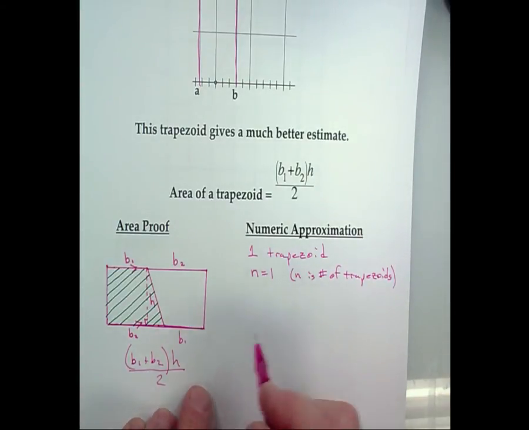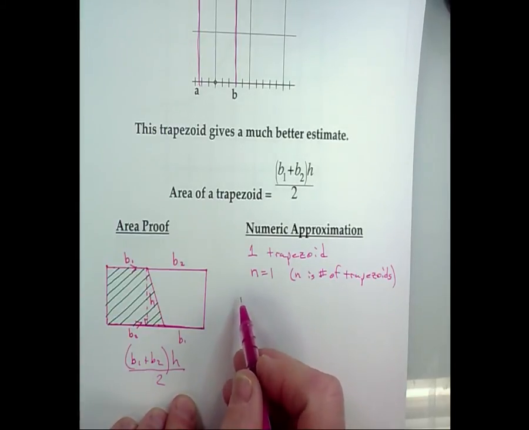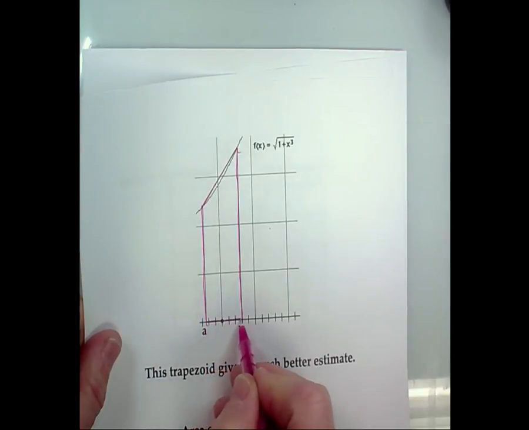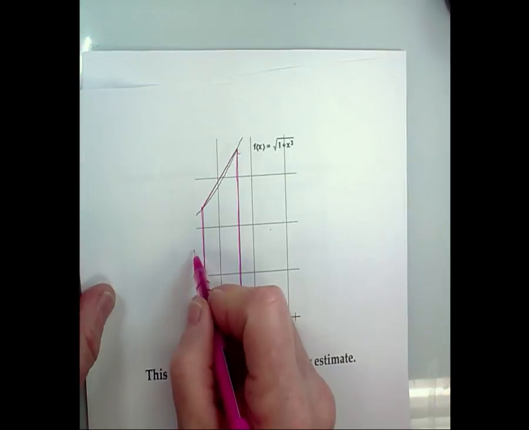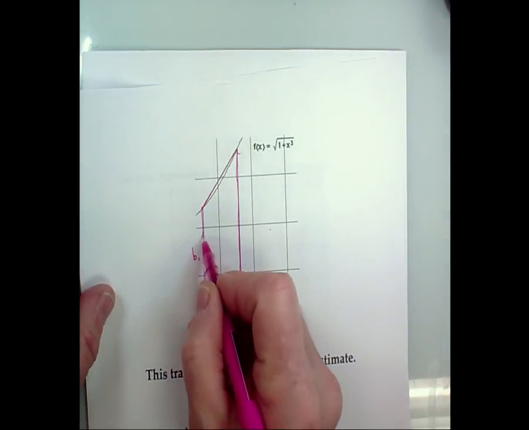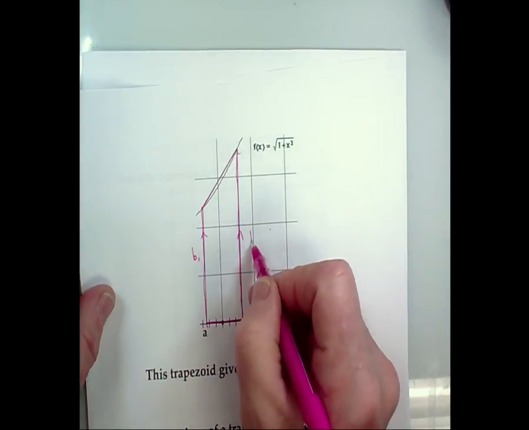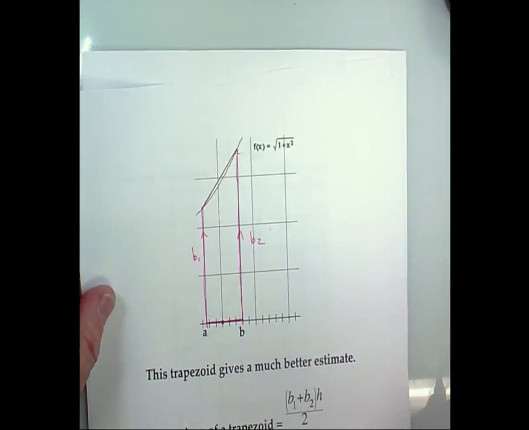So I want to take my trapezoid. Do you see how this thing is a trapezoid right here? Would you agree with this? And this would be B1 right here, because these are the two sides that are parallel, and this would be B2. Would you agree with that?